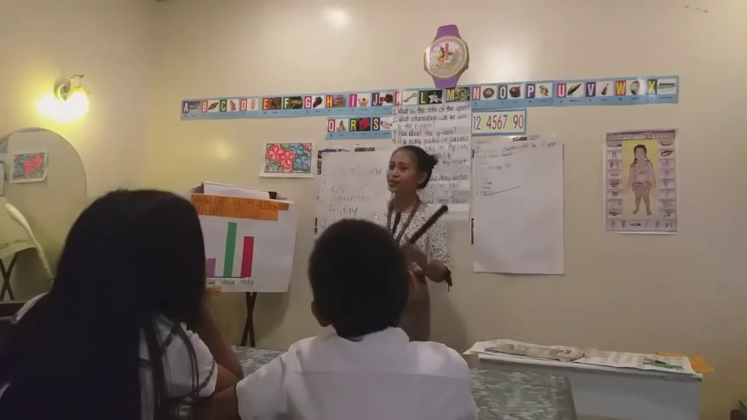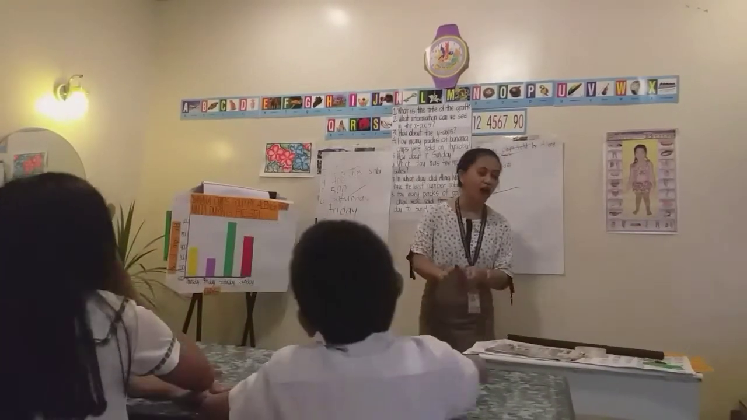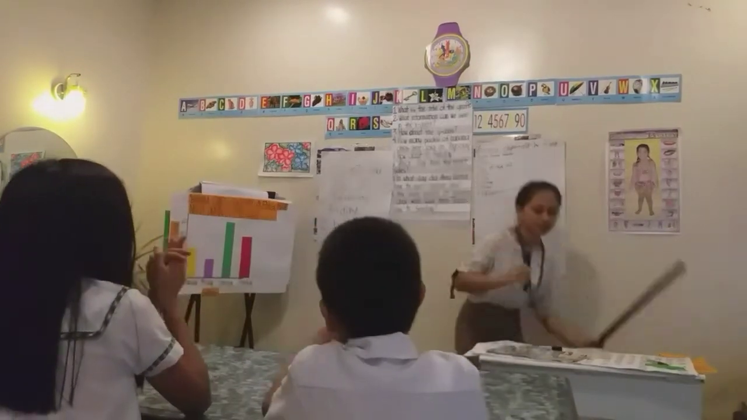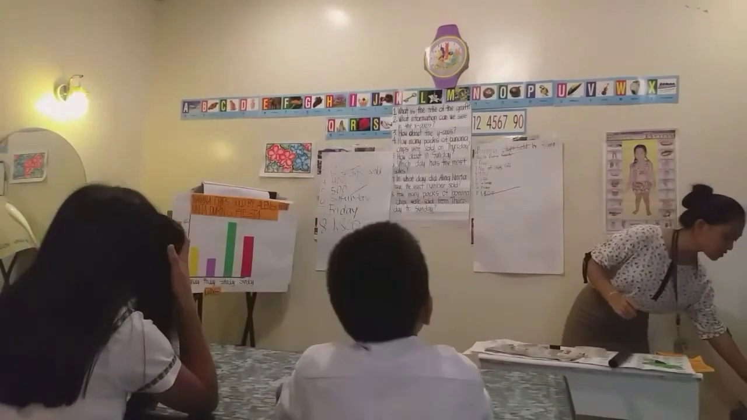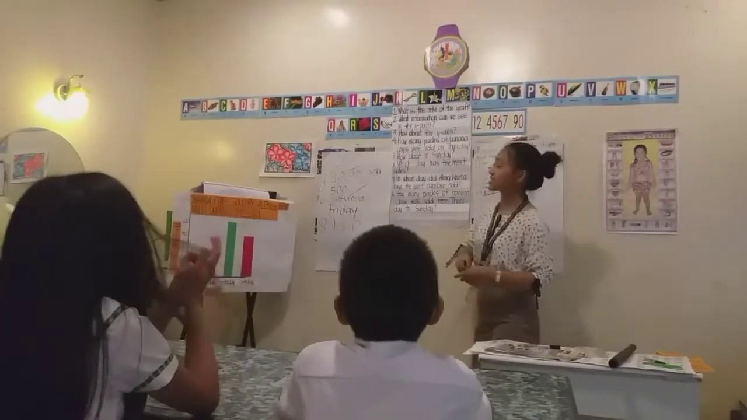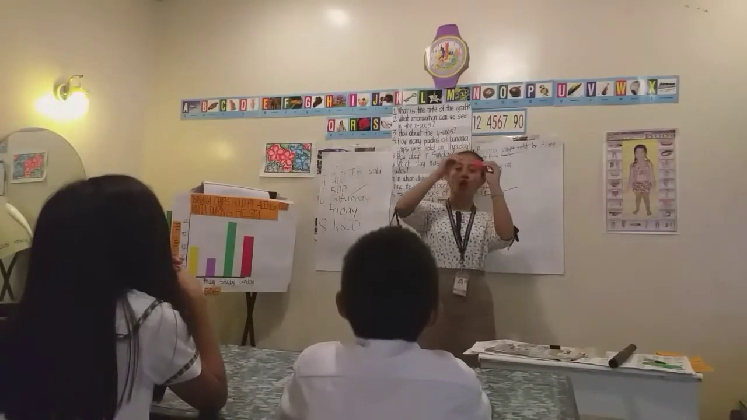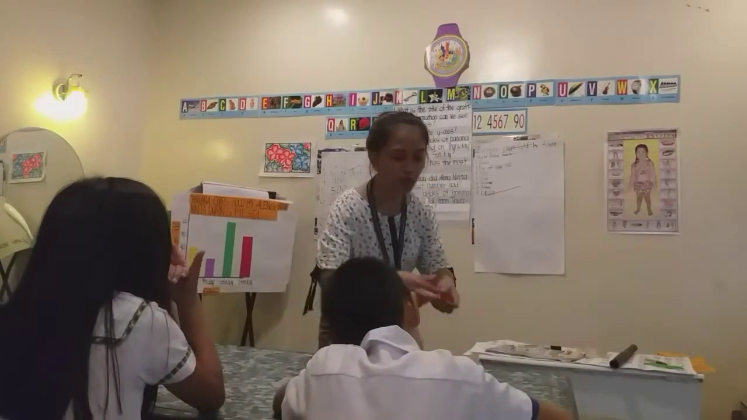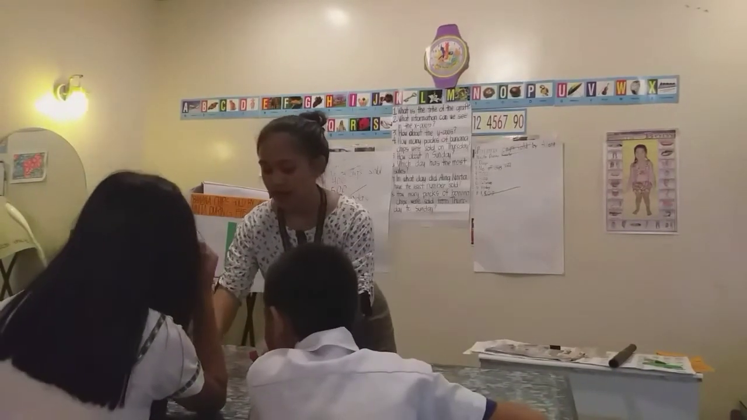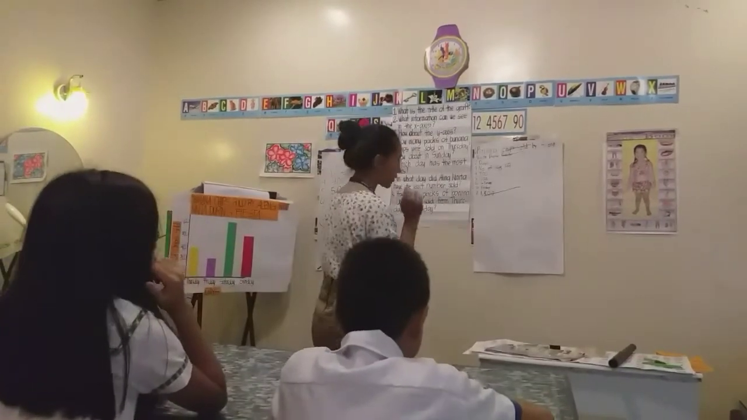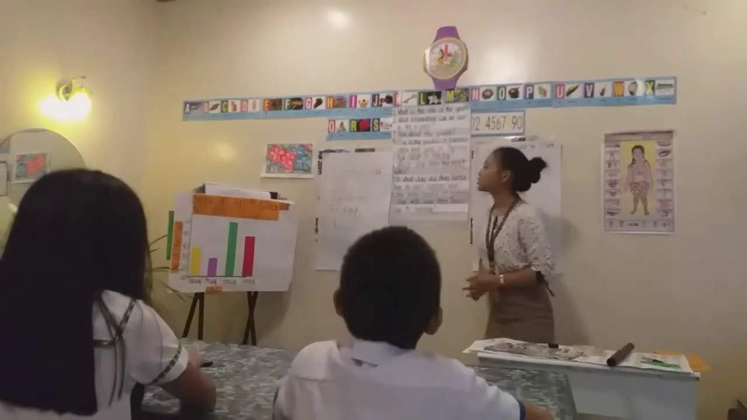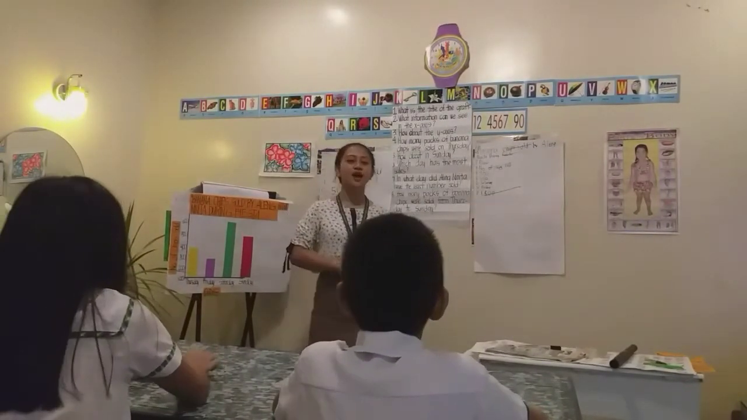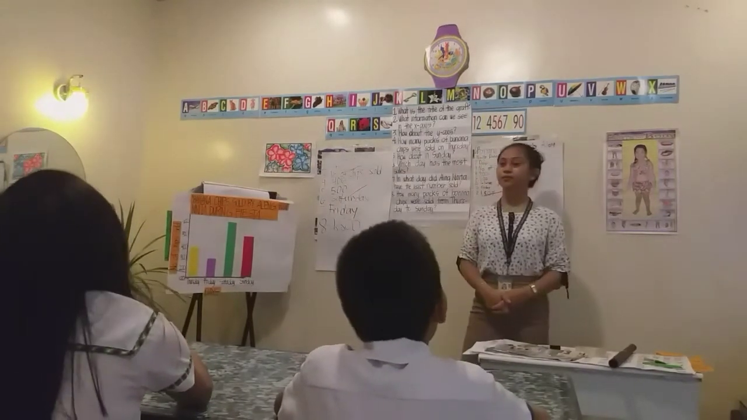You all got correct answers, class. Let's give ourselves a thunder clap. Yay! Okay. Because you participated in our group activity, I will give you red chips. Red chip for group number 2 and red chip for group number 1. Okay, very good. Do you understand, class? Yes, Mom. Do you have any questions? No, Mom.